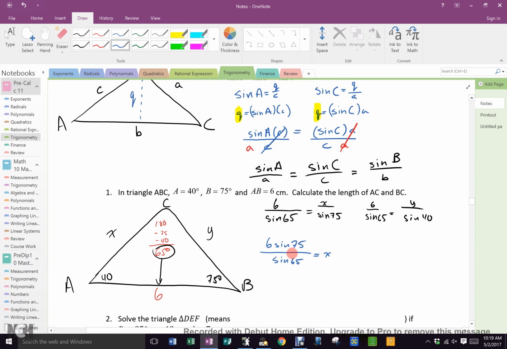That is hard to punch into your calculator sometimes, especially if you have a backwards calculator. None of you should have a backwards calculator in this class anymore. But if you do, that's really difficult to punch in. So punch it in carefully. What's Y going to be? 6 sine 40 over sine 65 will equal Y.